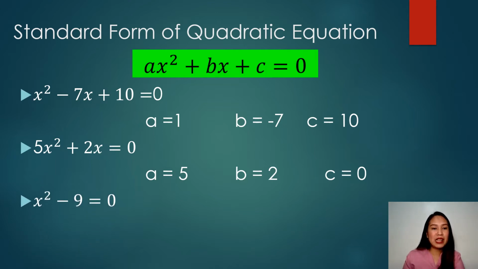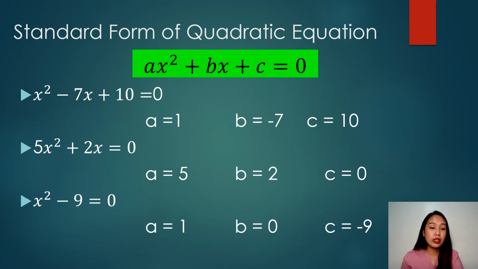And I also have last example, x squared minus 9 is equal to 0. Again, we are missing one term, but that's okay for as long as we are not missing the quadratic term. Okay, so for this, we'll have a is equal to 1 from x squared. B is equal to 0 because we are missing the linear term. And c is equal to negative 9 because negative 9 here is your constant. Remember that your standard form should always be equal to 0 for you to identify the a, b, and c values.